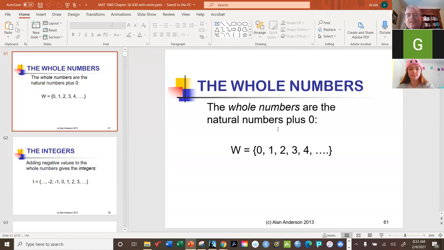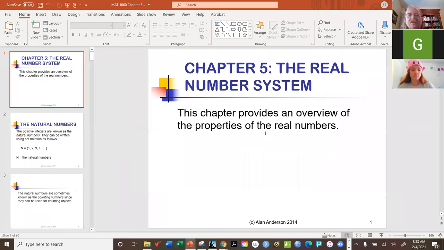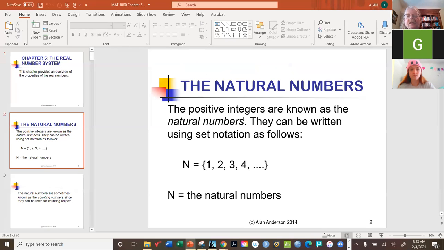I recall from last time, we defined the natural numbers. In fact, let me go reopen 5A real fast. And of course, first things first, we're only analyzing the real numbers in this class, and so we're going to slowly go through each type of real number. We started with the natural numbers, which of course are the numbers that we use to count. So for that reason, they're often known as the counting numbers.